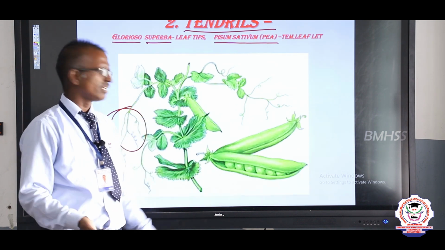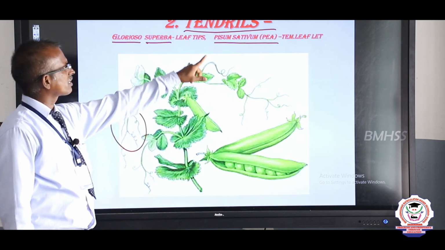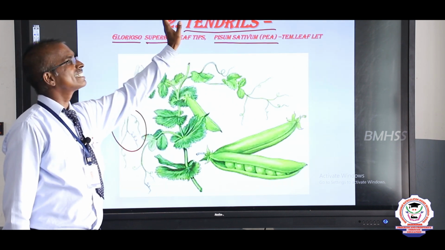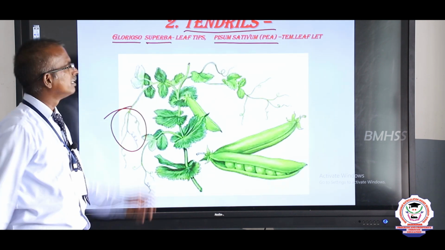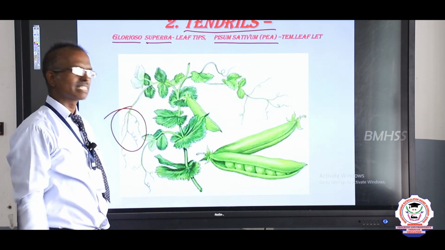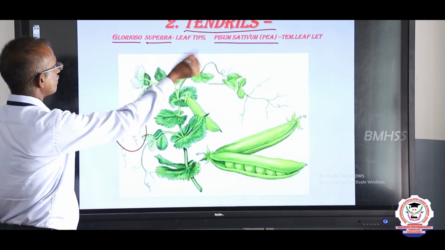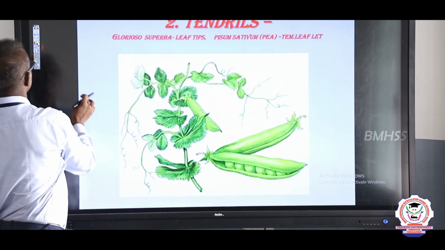Now in the case of the pea plant, Pisum sativum, the small leaflets are modified. We do not call this a spine, we call it a tendril. This tendril helps to climb the plant. The tendrils attach to a surface to help the plant climb. That is, the leaflets are modified into tendrils in the case of a pea plant.